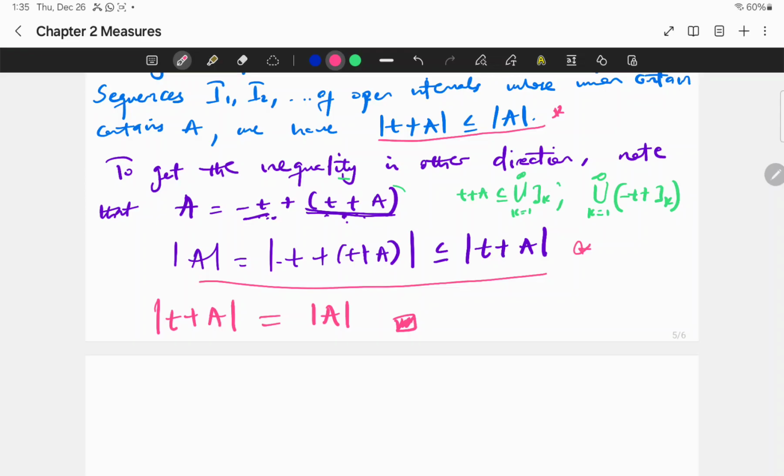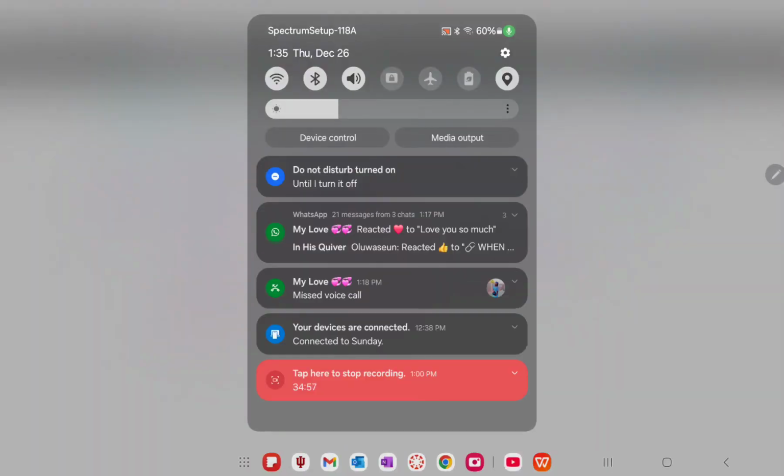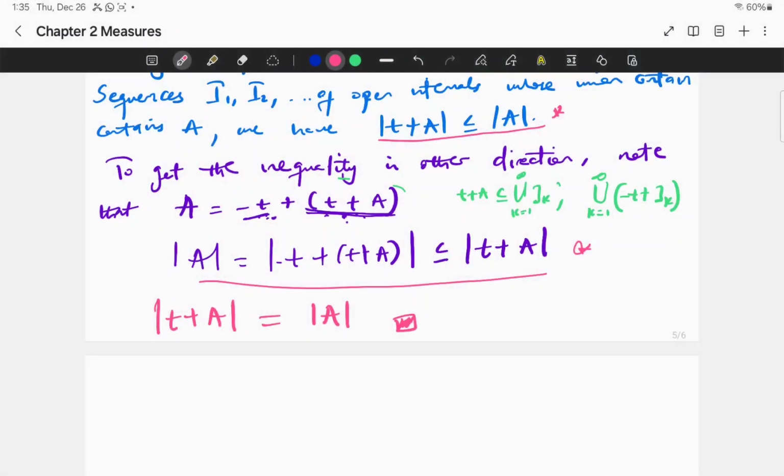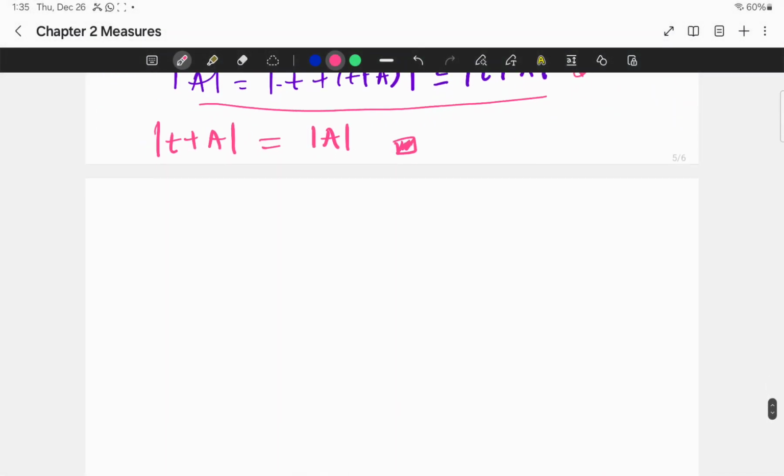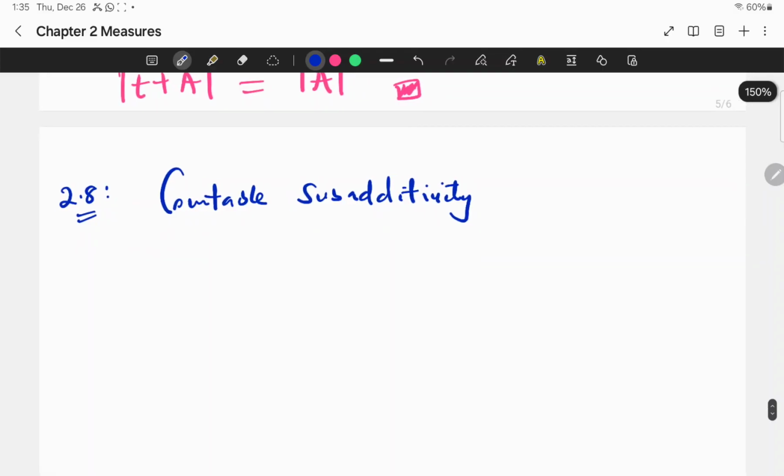A nice one. Okay, all right, let's check one more property, which is a very nice one and good one to prove. And it is 2.8: countable subadditivity of outer measure.